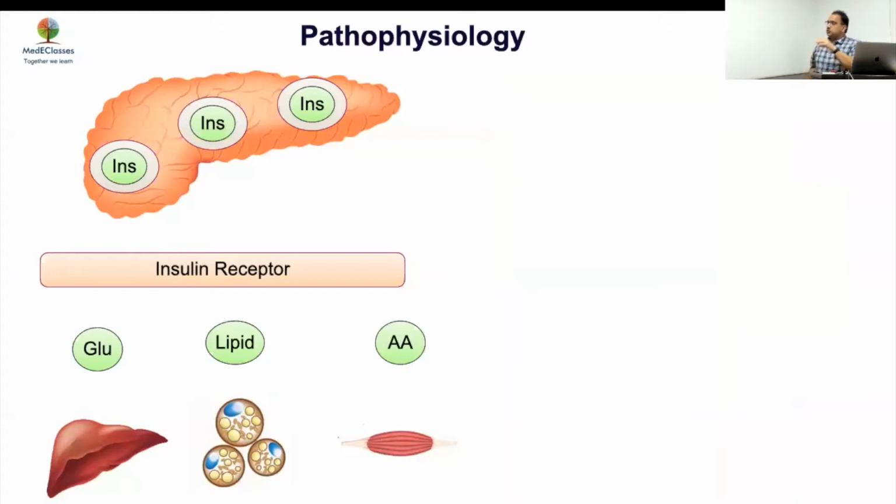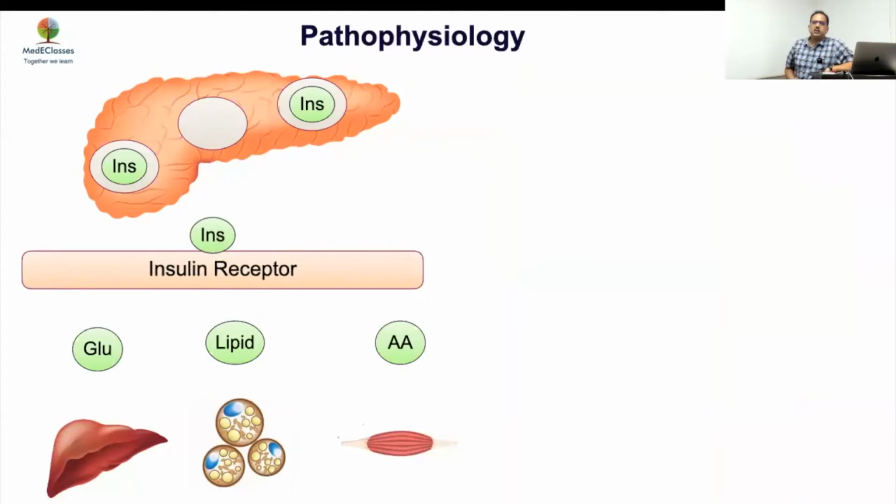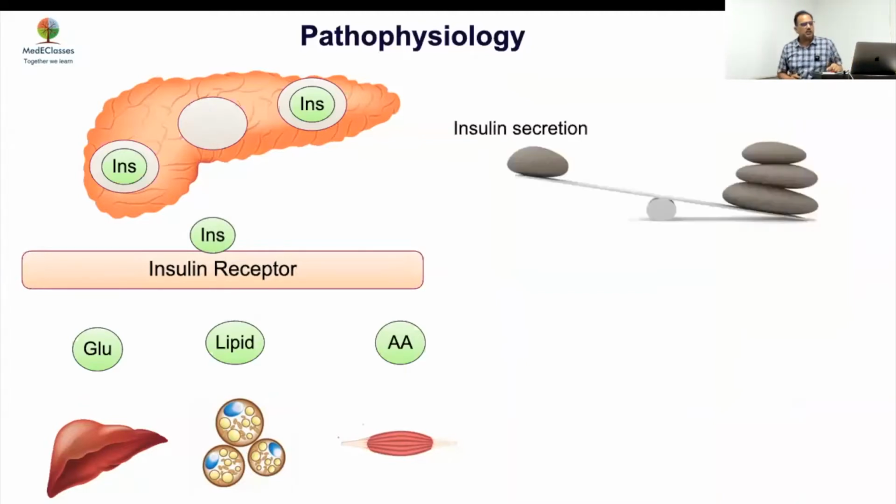So this is what we have discussed, that there is a requirement of both insulin production as well as action, which is essential to achieve a normal glucose level. Therefore, there has to be a balance between insulin secretion and insulin action. Now, how do you assess insulin secretion? By looking at the C-peptide levels.